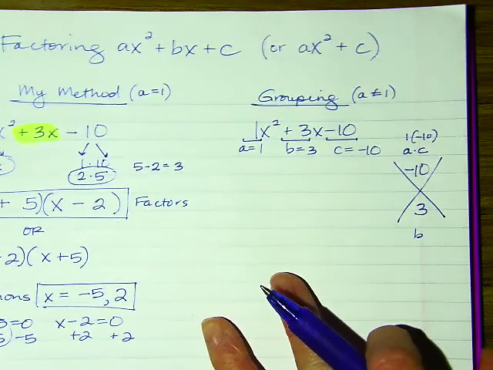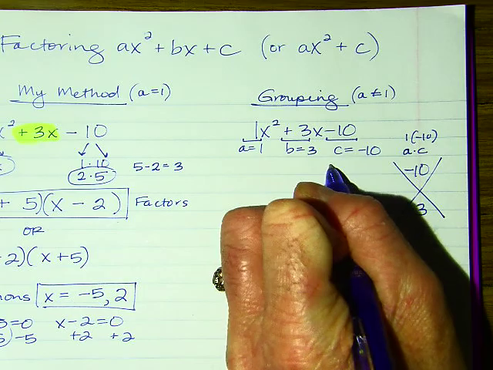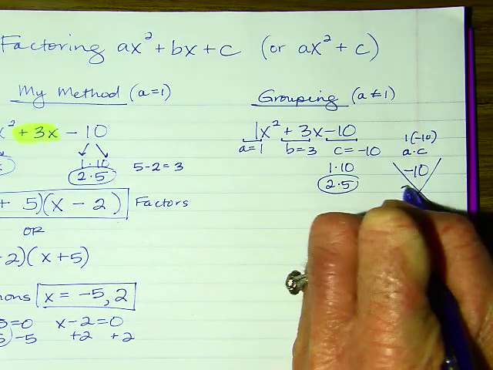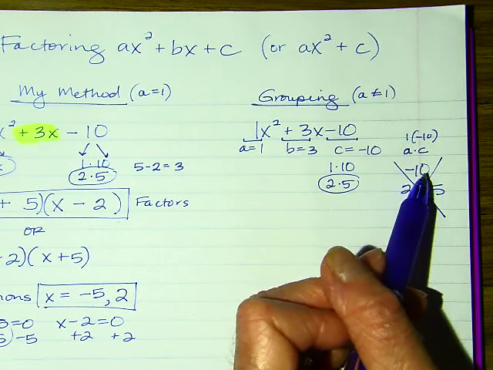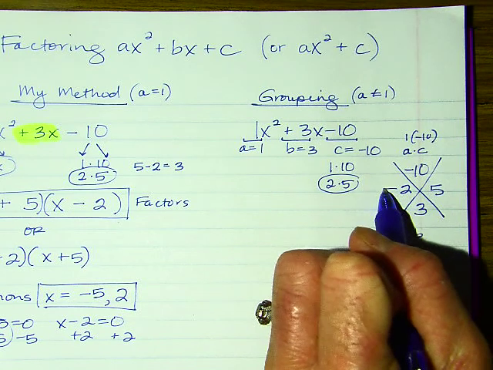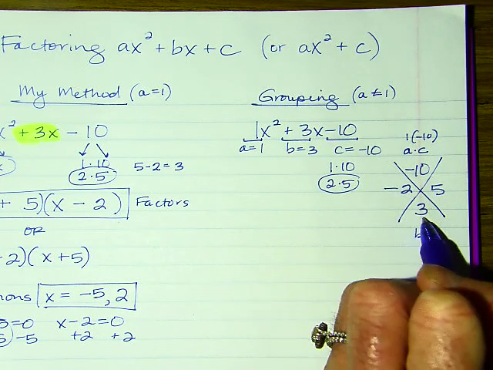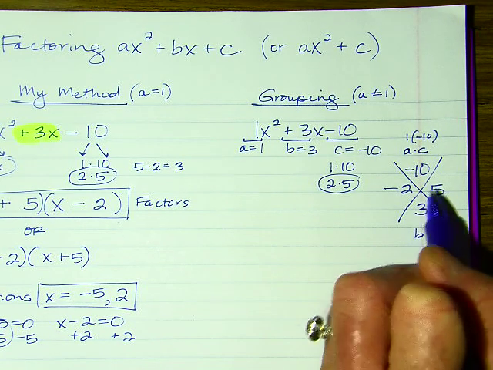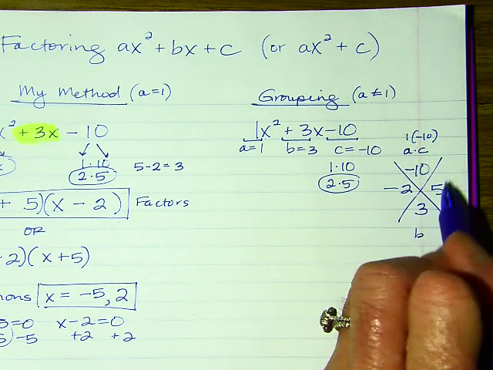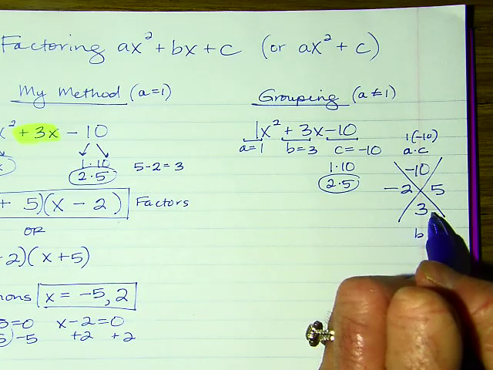So the only possibilities, right, factors of 10 are 1 times 10 and 2 times 5. 2 times 5 would give me 10, but not a negative 10. So I'm going to make the 2 negative because 5 minus 2 gives me a positive 3, and 5 times negative 2 gives me negative 10. So multiply to get the top, add to get the bottom.